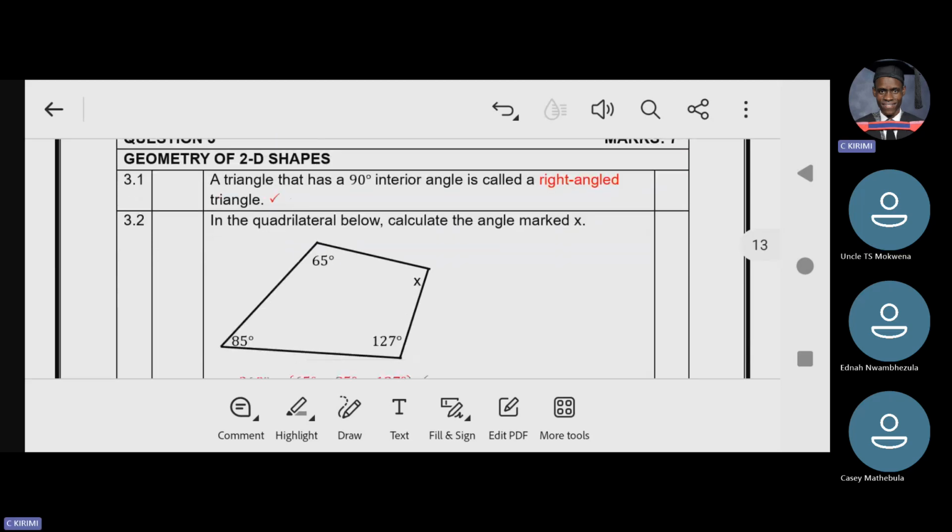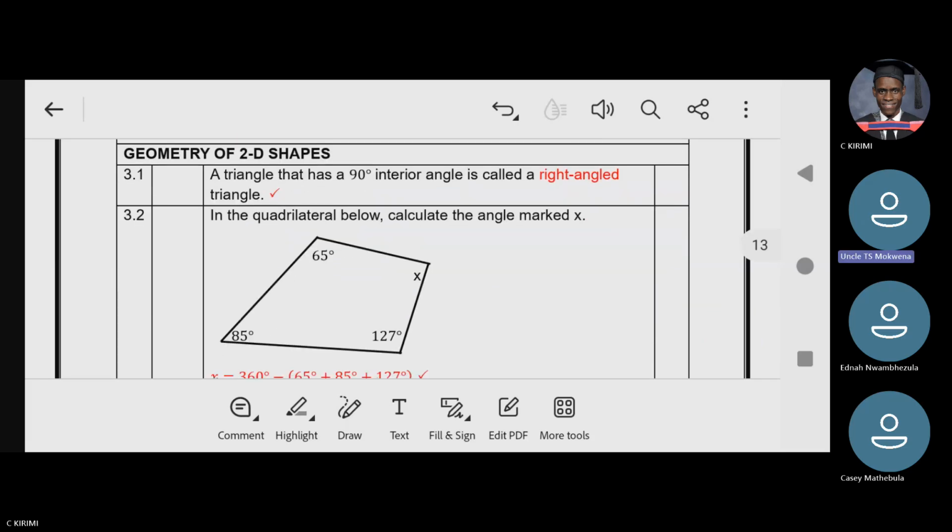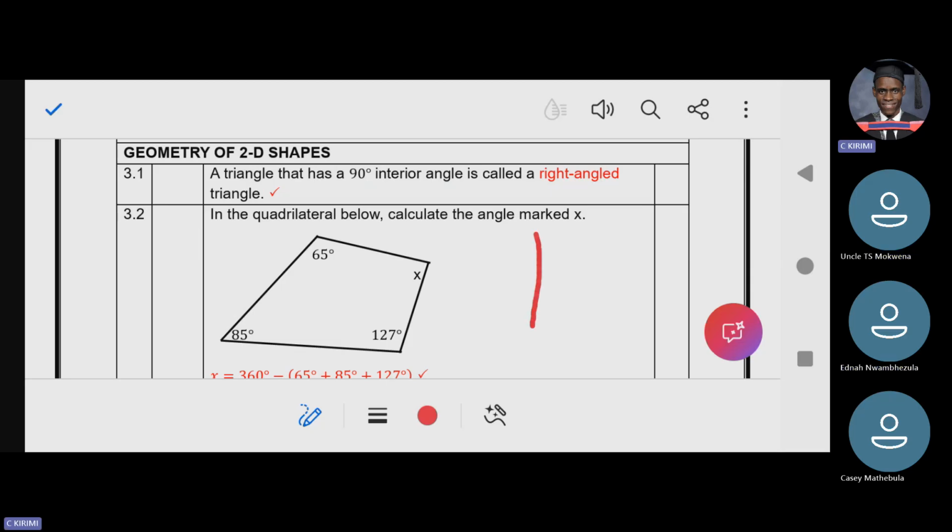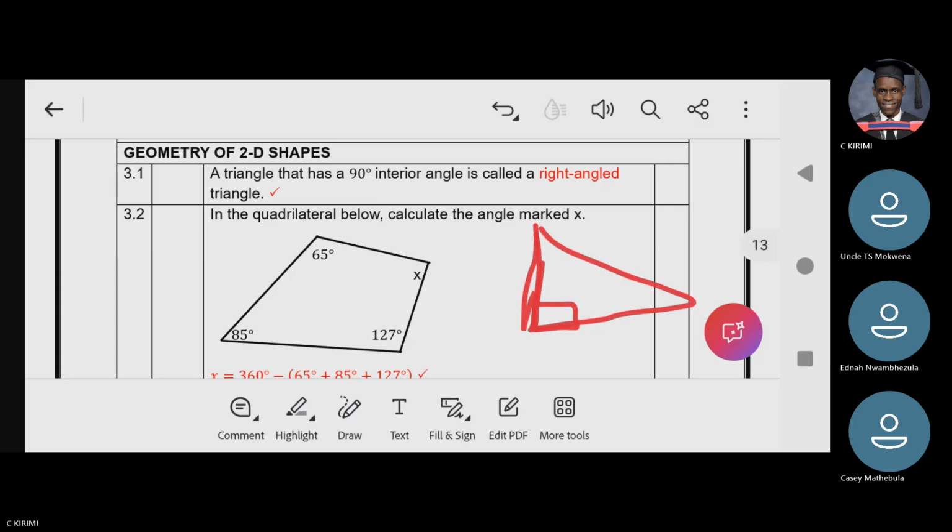A triangle that has a 90-degree interior angle is called a what? A right angle triangle. So that triangle which you are referring to is like this. The right angle triangle.